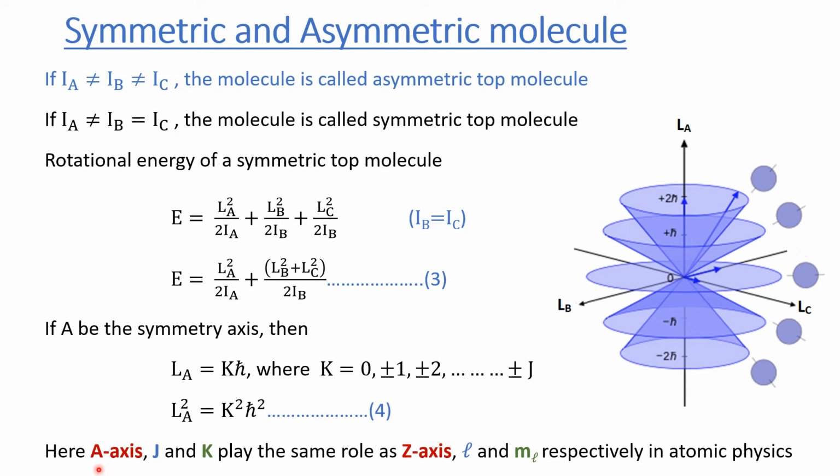So when we talk about the molecular spectra, we talk about the A axis, we talk about the quantum number J, and we talk about the quantum number K, just like we talk about the Z axis, L and M_L in atomic physics.